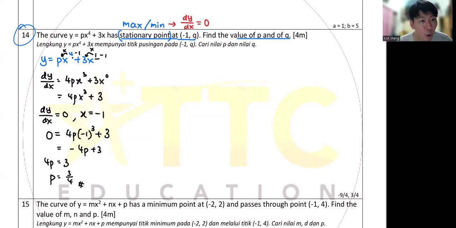Is there any other info? I think no more, right? Just now we already used the dy over dx. Okay, so to find the q value, this is the point on the curve. Yes, so we can sub it in. This point, we can sub it in. -1 is x, q is y. So sub in together with the p value. Then you can find the answer already.